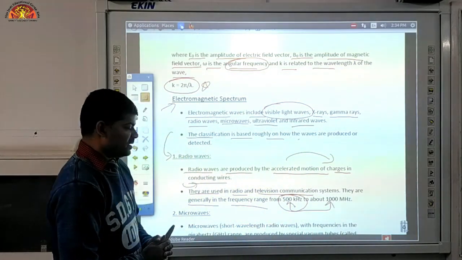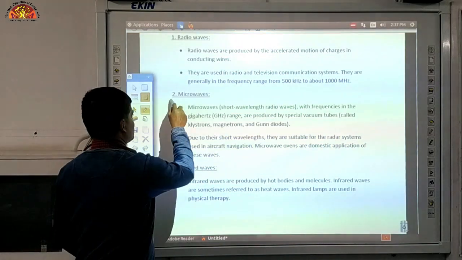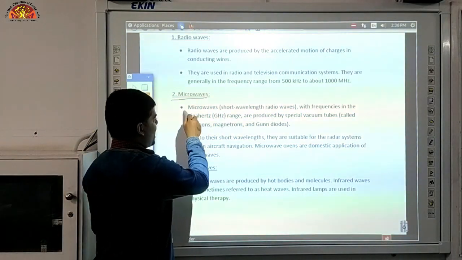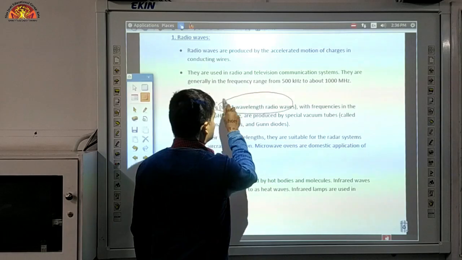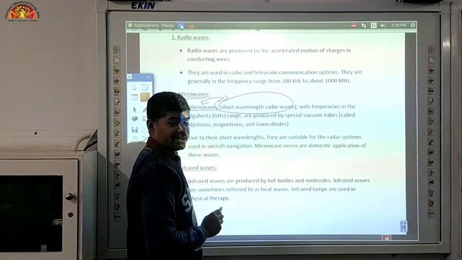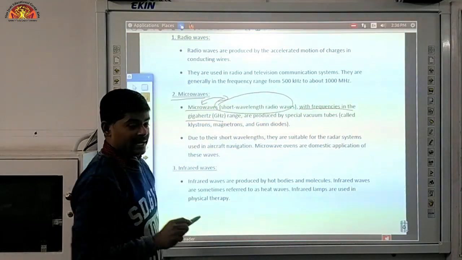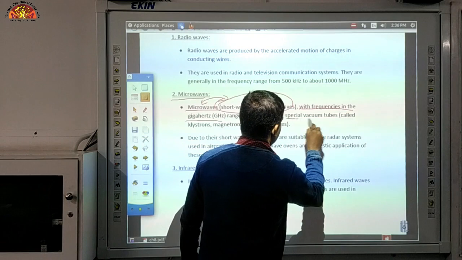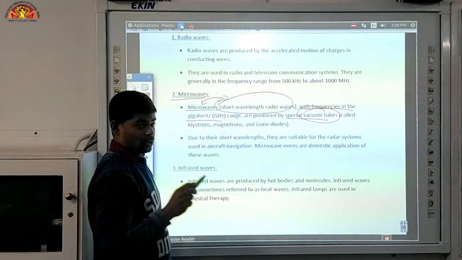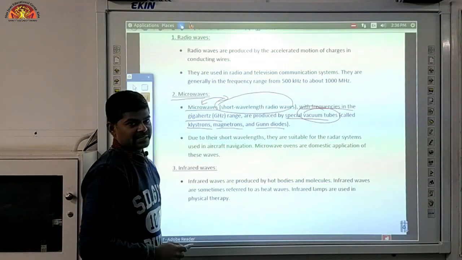Now come to the microwaves. Now class, come to the microwaves. Microwaves are known as short wavelength radio waves. बच्चों ये नाम ध्यान रखना, microwaves को हम short wavelength radio waves भी बोलते हैं, with frequency in the gigahertz range, and are produced by special vacuum tubes called klystrons, magnetron and gun diode.